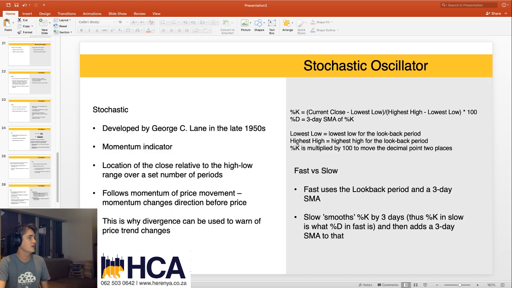Moving on then to the next oscillator, which is the stochastic oscillator.